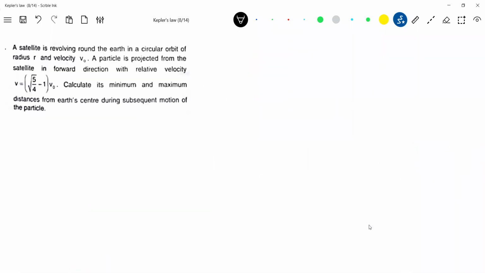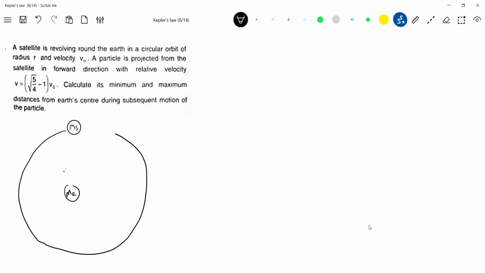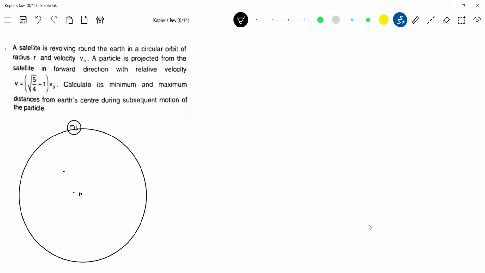Let's get into it. First, a satellite is revolving in a circular orbit around the Earth. So here we take the Earth. This is the satellite, revolving in a circular orbit. Let the radius of the circular orbit be r. The orbital speed of that will be v0.